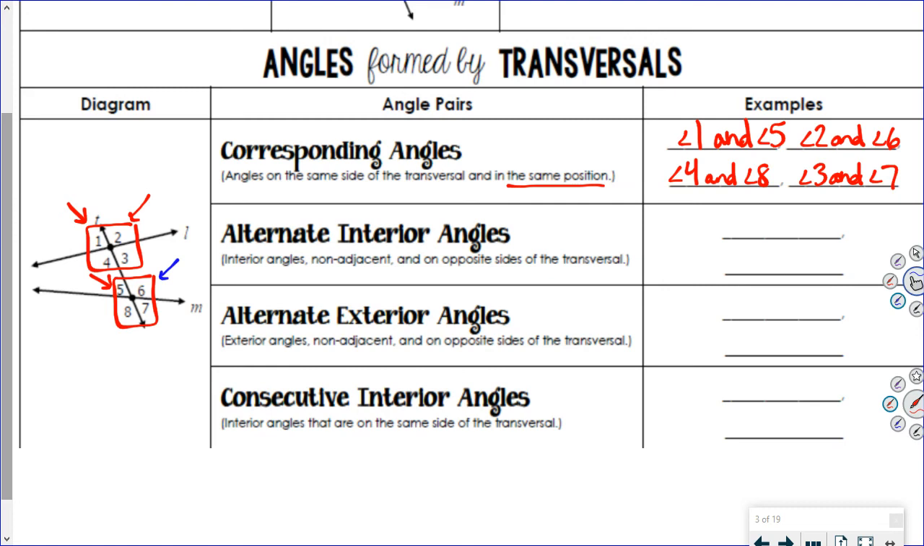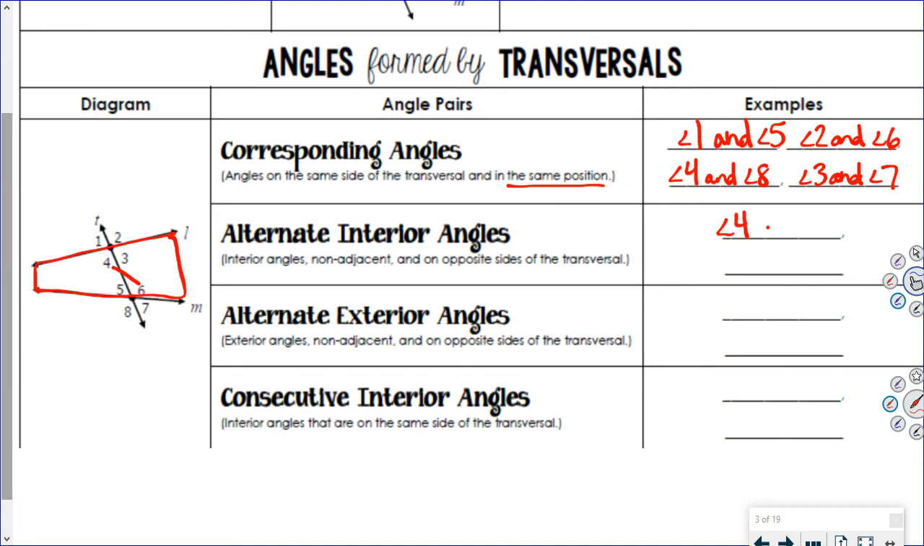Okay? With the alternate interior angles and alternate exterior angles. Keywords, interior versus exterior. So interior is inside the lines, exterior is outside the lines. So when I say the lines, what I'm referencing are the non-transversal lines. So if I'm looking here, all of those angles inside are interior, okay? When it says opposite sides of the transversal, you're going diagonal. So if you're looking at angle 4, that's going to be connected to angle 6.